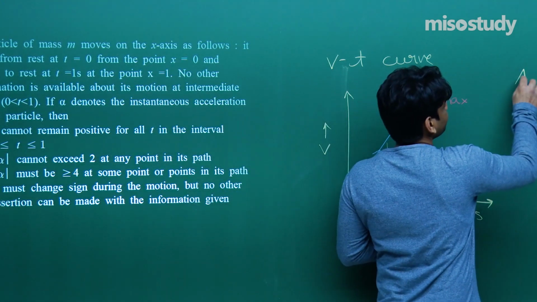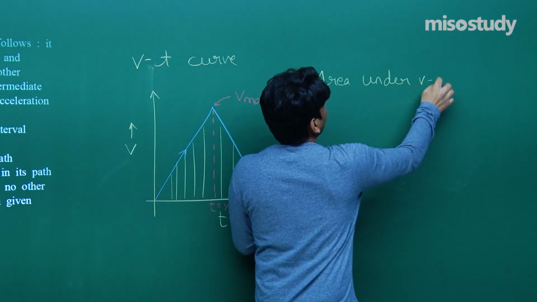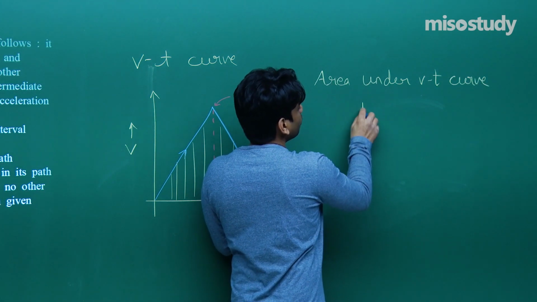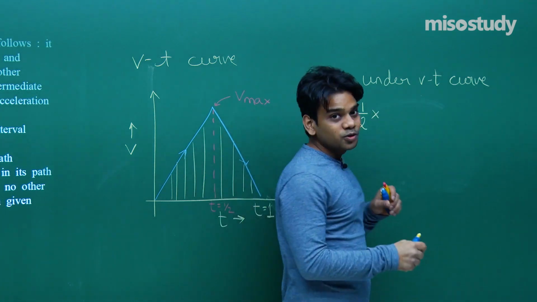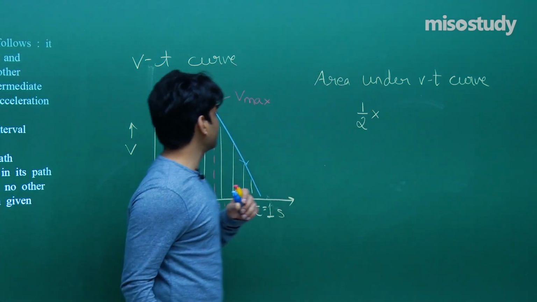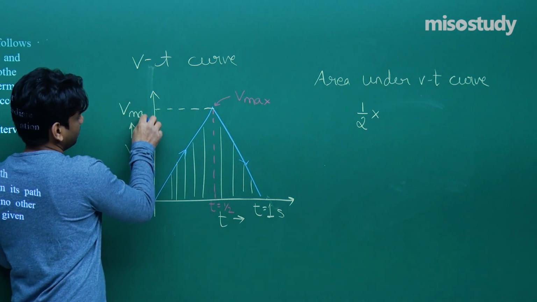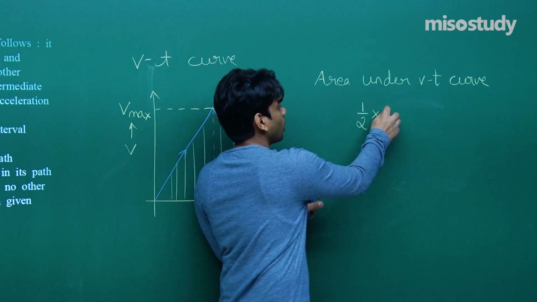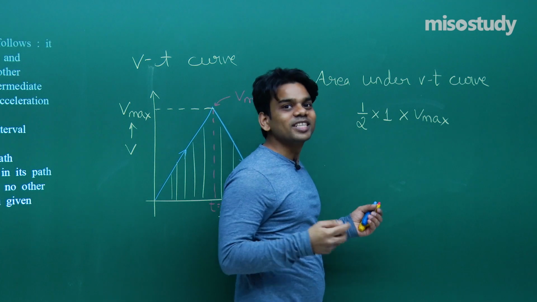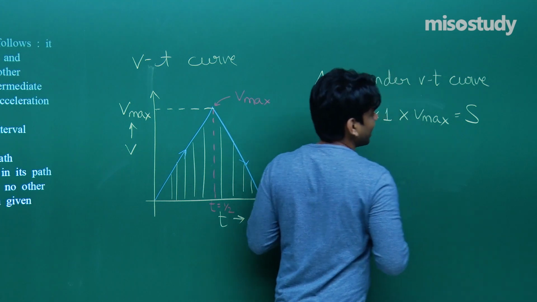So the area under the VT curve, if we evaluate for this kind of curve, see how it's going to look. This area will be equal to half into base into height. You see the base is 1, height is V max. Try to understand, this is the height, that is V max. So half into base, that is 1, into V max, and this area under the curve is actually the displacement, that is S.